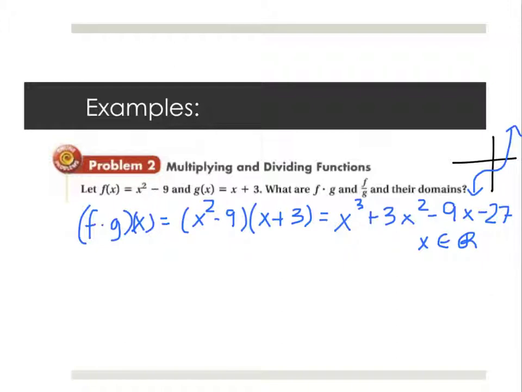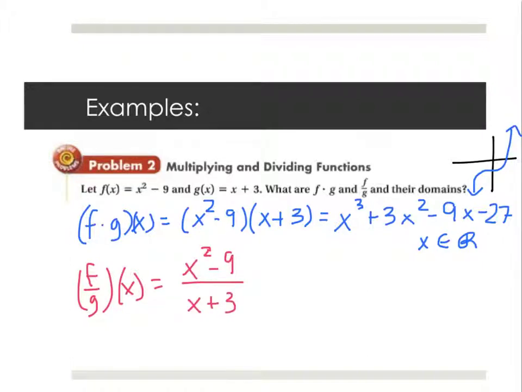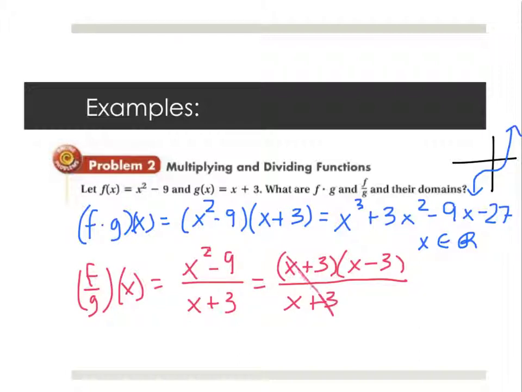All right, let's find the quotient, f over g of x. Well, that's going to be x squared minus 9 over x plus 3. And you can immediately notice, or you should notice, that's a difference of squares up there, so I can factor it. And that means that this x plus 3 here is going to cancel with this one underneath. And we're left with the quantity x minus 3 as our answer for f divided by g, or the quotient of f and g of x.